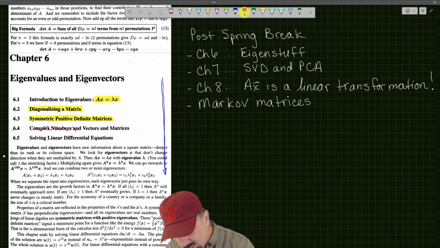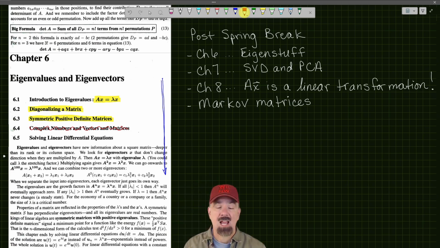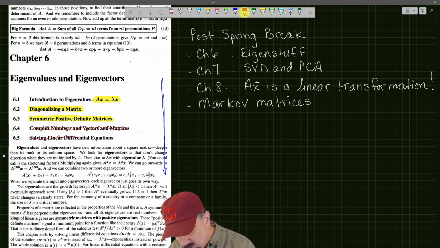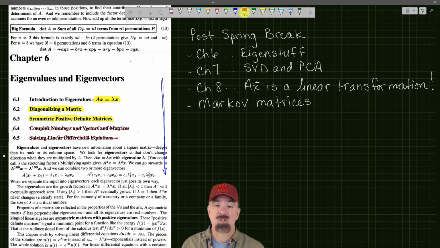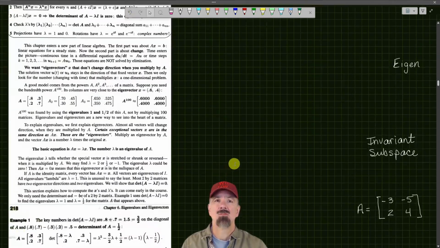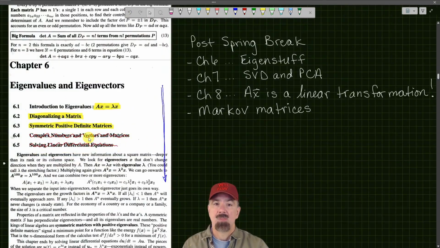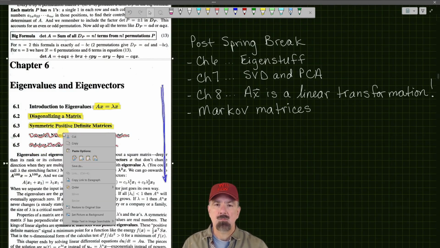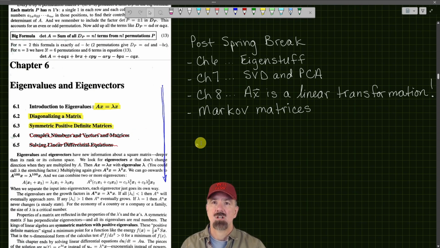We will not be discussing the complex numbers as they relate to vectors and matrices. In other words, we're not going to talk about matrices where the entries of the matrix itself are complex numbers. Also, we're not going to do section 6.5, which is solving systems of differential equations. If you want a course on differential equations, we have one, and it's a good thing to know. However, it's not something that we're covering in this course. So if you want to take that and build your knowledge base, that's great. Not something we're going to do here.